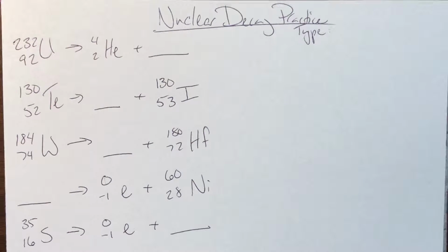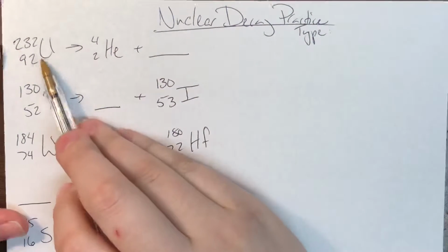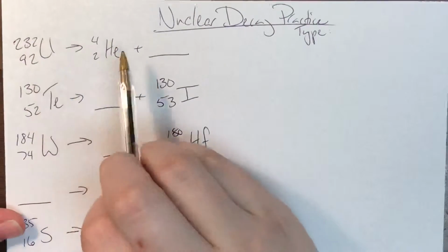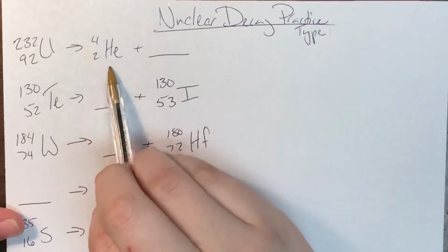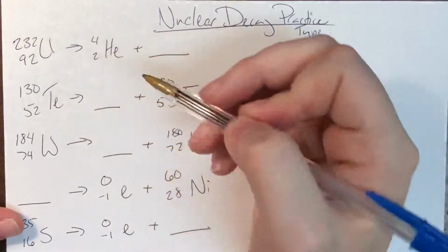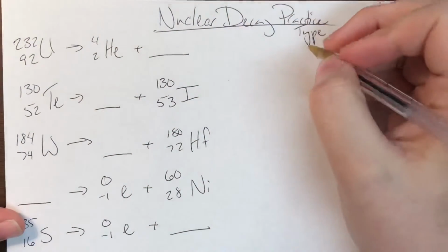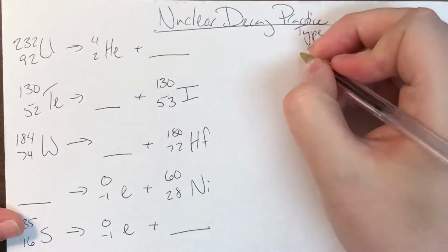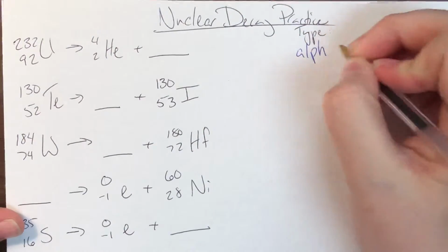Today we are going to practice both identifying the type of radioactive decay as well as balancing radioactive equations. So here we have our first example. We have uranium-232 and we have it decaying. And this type of decay, since we have this helium with 2 protons and a mass of 4, meaning it has 2 neutrons, this is going to be alpha decay.